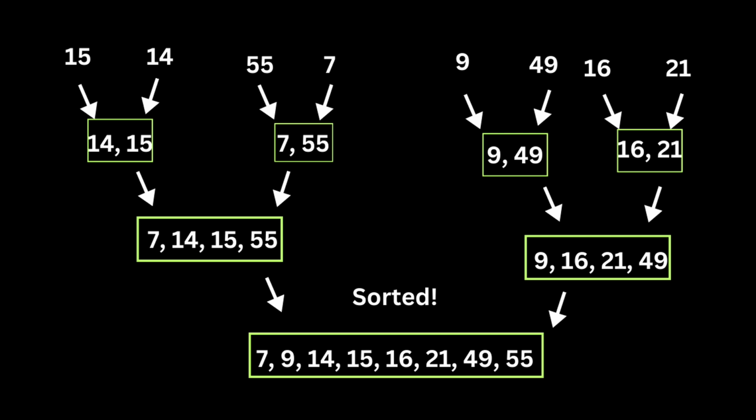Finally, we merge the sorted halves back together into a single sorted list. From our right half, sorting and merging have given us 9, 16, 21, and 49. Combining everything gives us our final sorted list: 7, 9, 14, 15, 16, 21, 49, and 55. And that's merge sort. By breaking down the list, sorting small parts, and then merging them back together, merge sort effectively organizes the numbers into a sorted order.